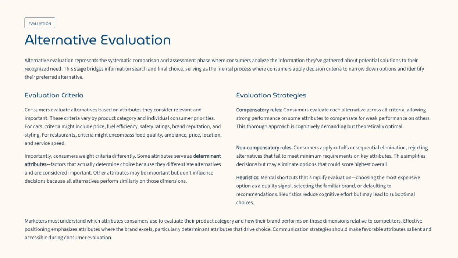Finally, let's talk about the evaluation process itself. This is where consumers systematically compare and assess the options they've gathered information on. It's the stage that bridges their search for information and making the final choice. During this phase, consumers apply their decision criteria to narrow down their options and identify which alternative best fits their needs and preferences.